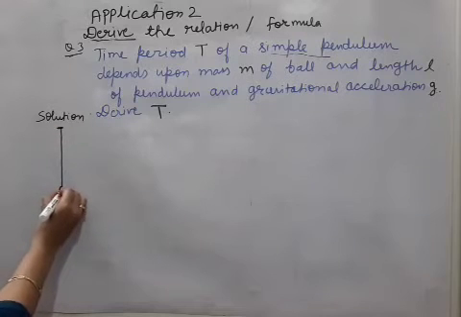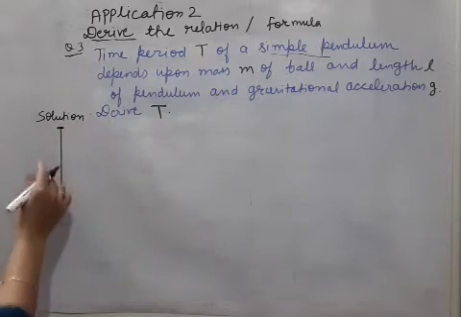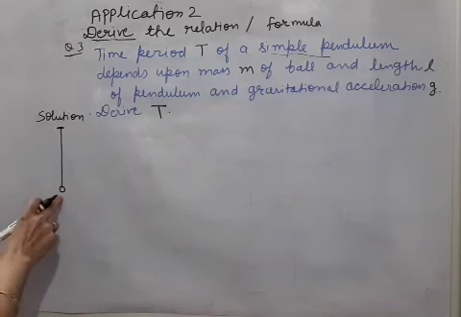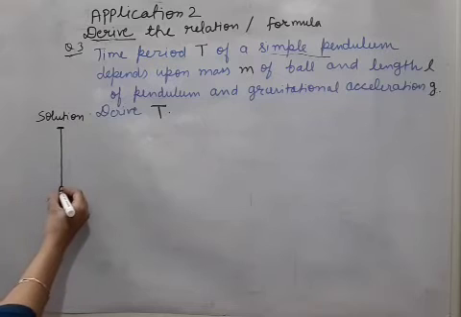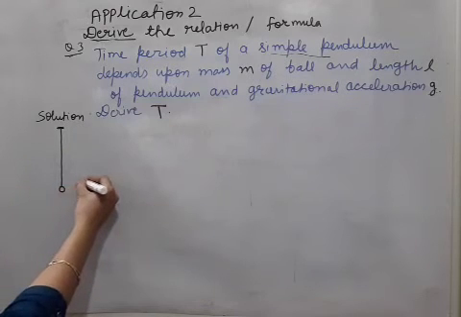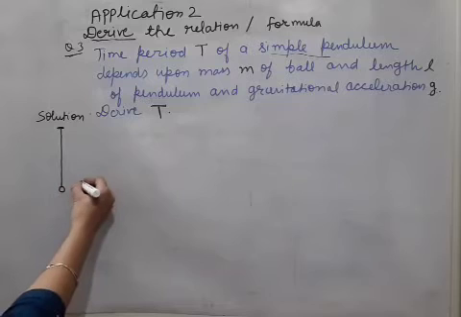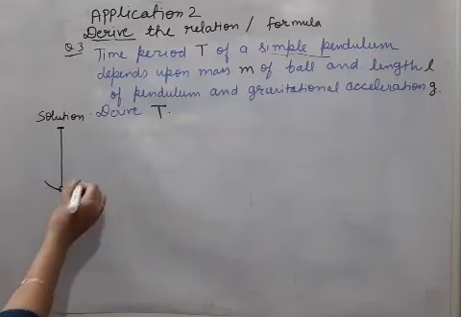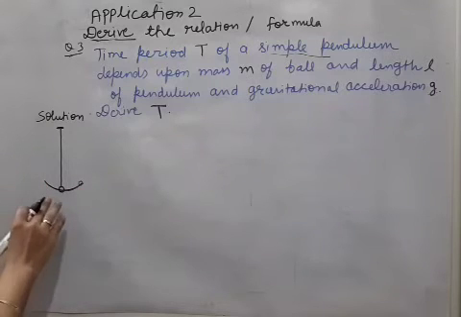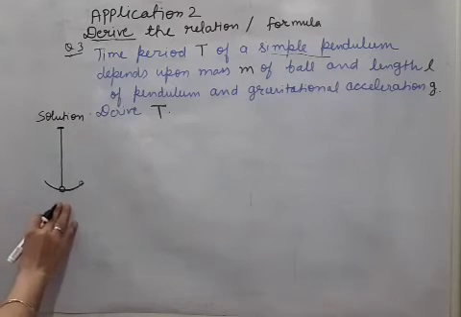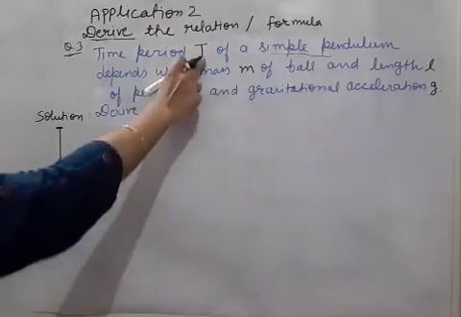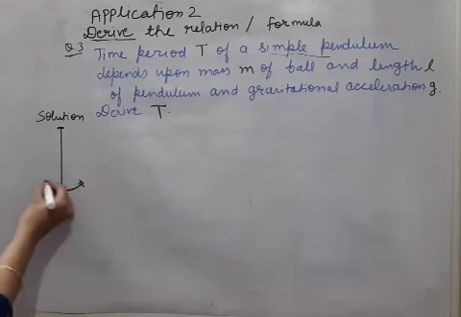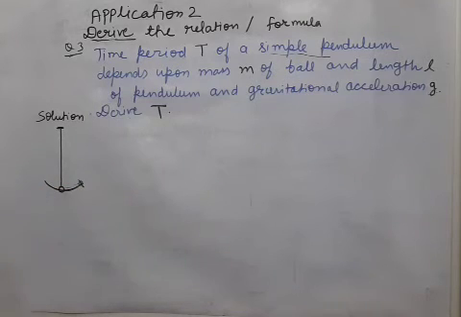It is a kind of thread and ball arrangement. There is one thread and ball. Now what happens in the pendulum? If we shift the ball from the mean position and release it, then it goes here and comes back here, and like that it proceeds. So this is a kind of oscillatory motion. Time period T means time of one oscillation. When the ball goes from here and comes back here, it is one oscillation.